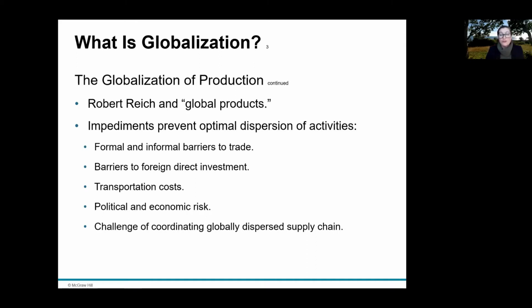Now, one of the issues with production of global products is that there are impediments, there are barriers to stop us from engaging in activities in the optimal location. These barriers include formal and informal barriers to trade, barriers to foreign direct investment, transportation costs, as well as political and economic risk, and then the challenge of coordinating supply chains internationally.